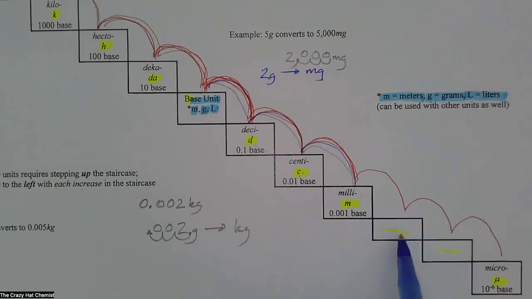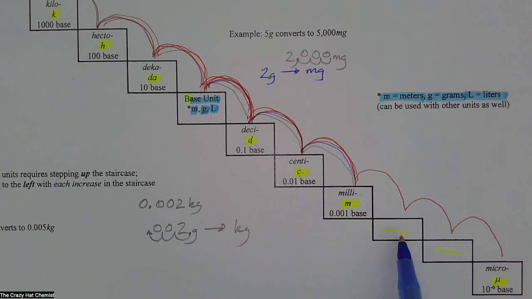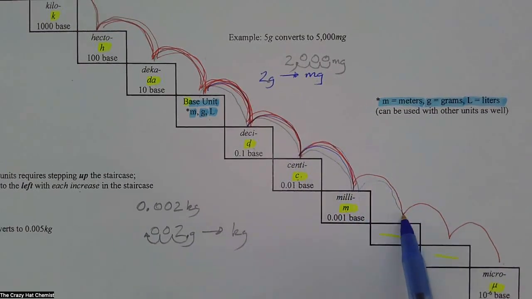Just as a note here, we didn't stop here, we kept on going, but we do step on this place and we do count it, right? So we went from centi to micro, so that's 1, 2, 3, 4. Okay, just making sure you do that.